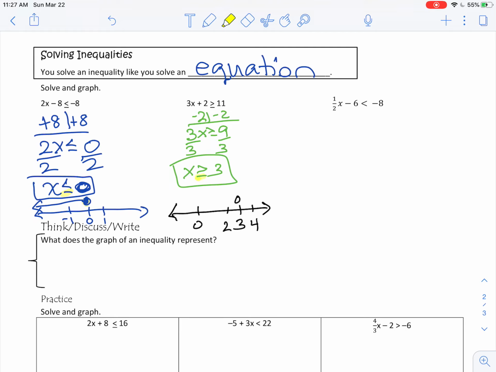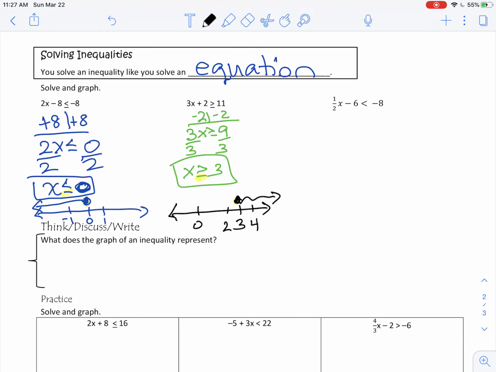Above the 3, we start with a hollow dot. We look up at our inequality sign. It has that equal sign, so we're going to fill in the dot. And then we need all the numbers that are bigger than 3. So we think to ourselves, is 2 or 4, which one's bigger than 3? And the ones that are bigger than 3 are going to the right.